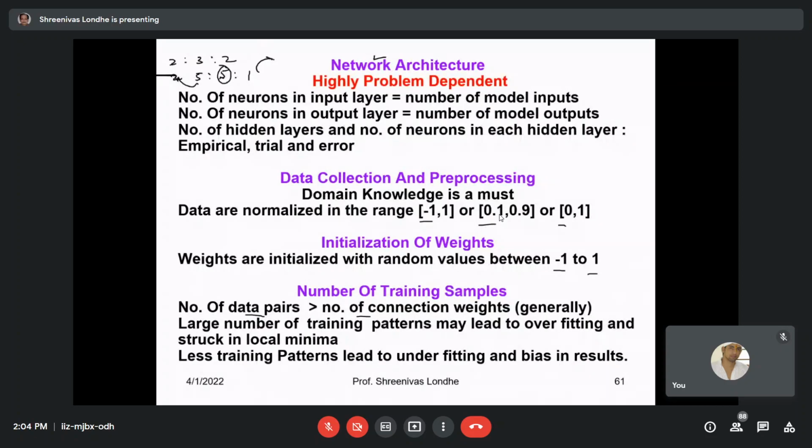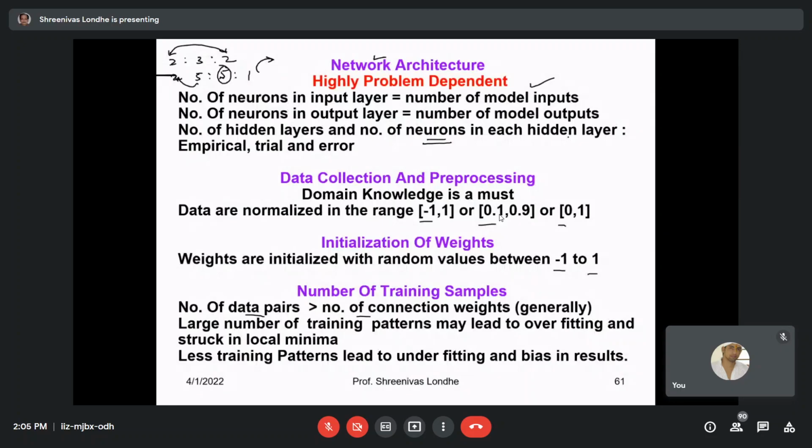Depending upon the problem and the domain knowledge, you can decide this input and output combinations and architecture of a neural network. Number of neurons in input layer, it should be equal to number of model inputs. So जितने आपके पास मॉडल इनपुट्स होंगे उतने ही न्यूरॉन्स होंगे इनपुट लेयर में. Number of neurons in output layer, it should match with the number of model outputs. Number of hidden layers and number of neurons in each hidden layer.